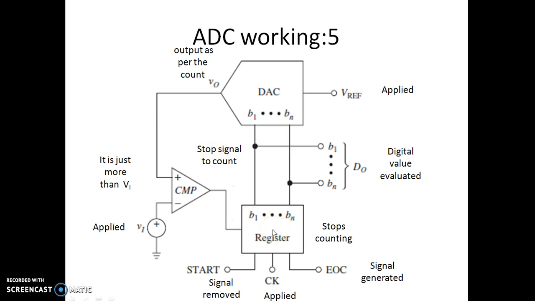Now this counter stops counting, but it holds the previous value, whatever value was there prior to this increment. Whatever value the counter is holding is the digital value of the corresponding input voltage. We know that it kept counting as long as the output from the DAC was less than the input voltage. As soon as it becomes slightly more than that, the comparator gives a signal to stop it, and once it stops, the digital value is evaluated. That can be noticed by seeing this EOC signal.